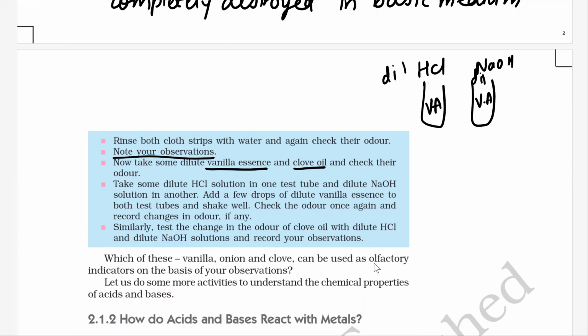Then when it is shaken, it is observed that with NaOH the smell of vanilla essence will be completely destroyed, but with dilute HCl the smell of vanilla essence will be there. Similarly with clove oil the same thing will be done, and we check the odour. With clove oil it will have a different smell in acidic and basic medium. So these three olfactory indicators are given here: vanilla essence, onion and clove oil. They are examples of olfactory indicators.